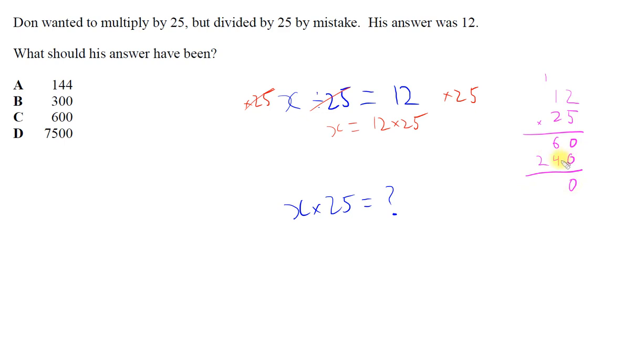0 plus 0 is 0. 4 plus 6 is 10. I write the 0 and carry the 1. 1 plus 2 is 3. So the answer is 300. So x is equal to 300.